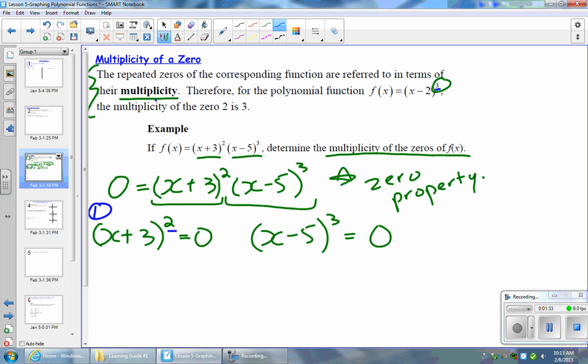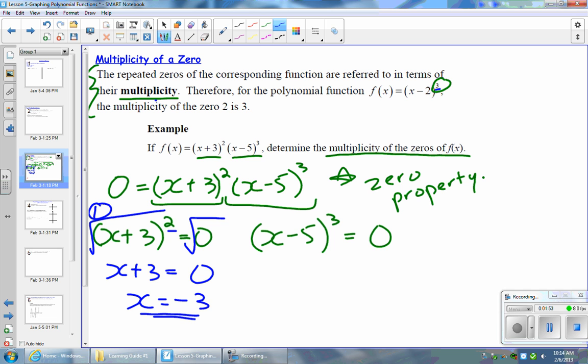So we want to get rid of the squared. And as you should know already, to get rid of a squared, you're going to take the square root of both sides. Once I do that, I get x plus 3 on the left-hand side, and the square root of 0 is simply 0. So therefore, my first zero is x is equal to negative 3. So there is the first zero of my function.